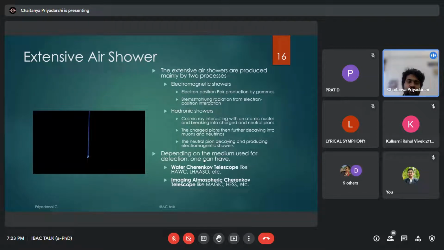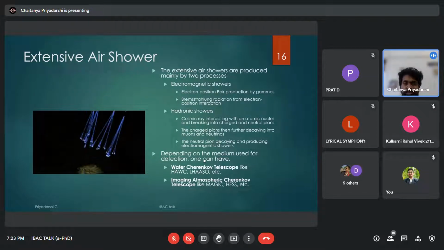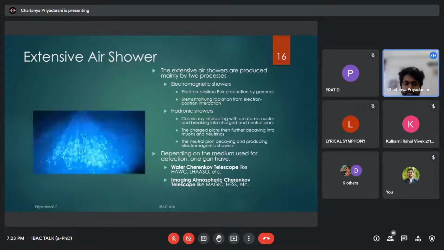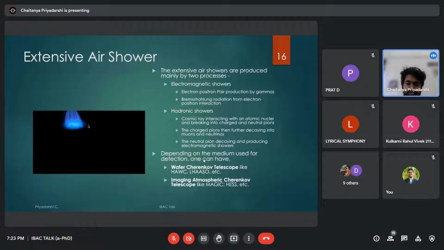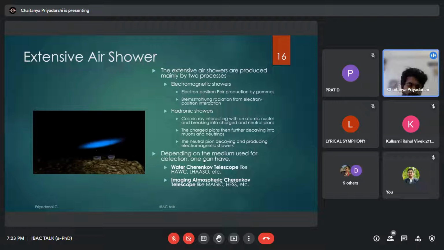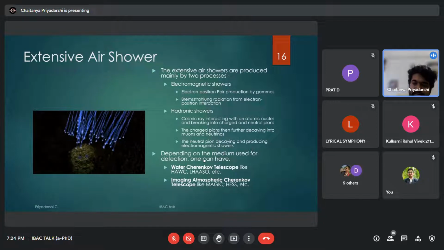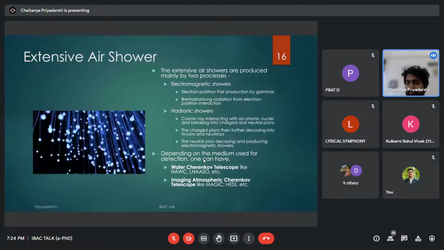One aspect is having extensive air showers. On the left side, there's a GIF of how a shower looks, and this blue radiation is the Cherenkov radiation. These are mainly produced by two processes. It can be either electromagnetic in nature or hadronic, which is basically produced by hadrons like protons, neutrons, nucleons, etc. Electromagnetic showers are produced either by pair production or Bremsstrahlung radiation.